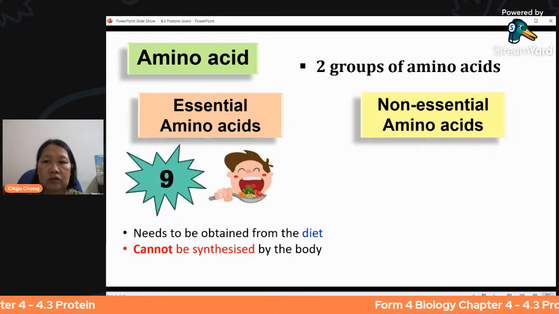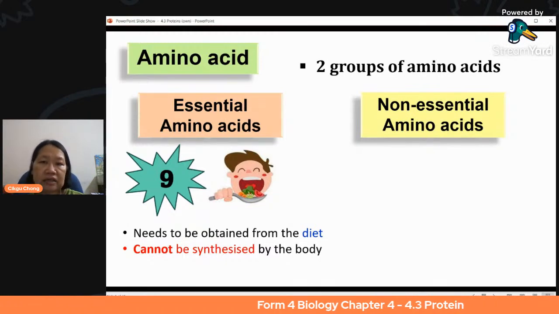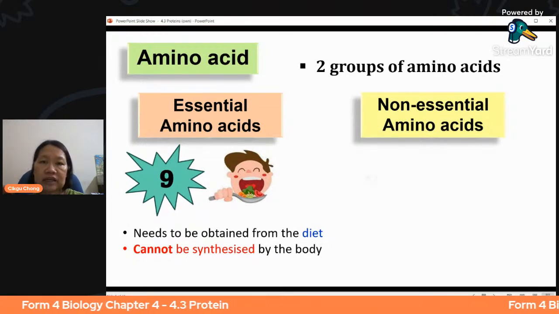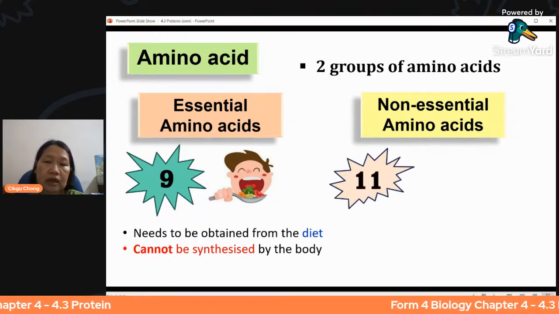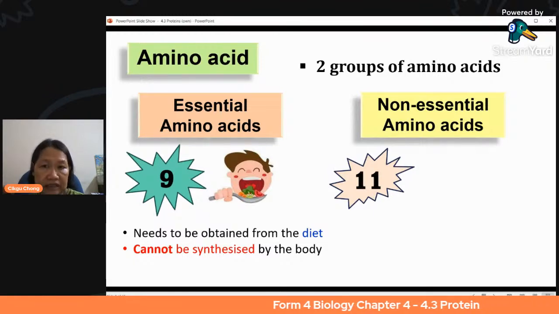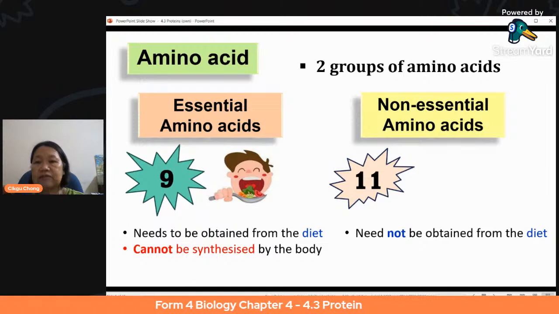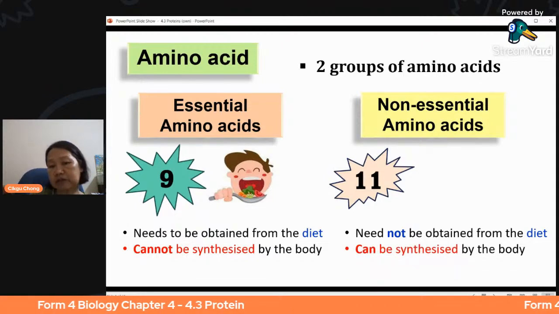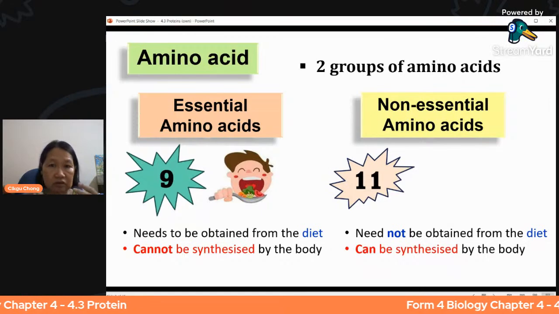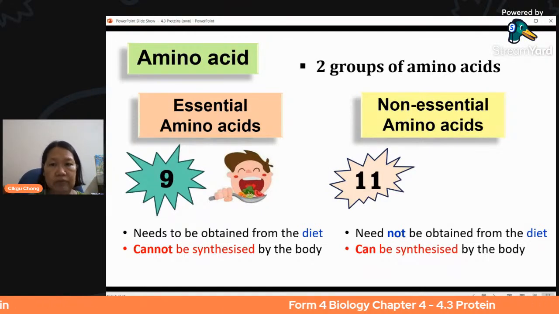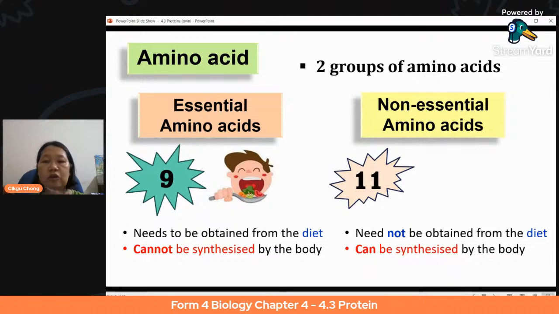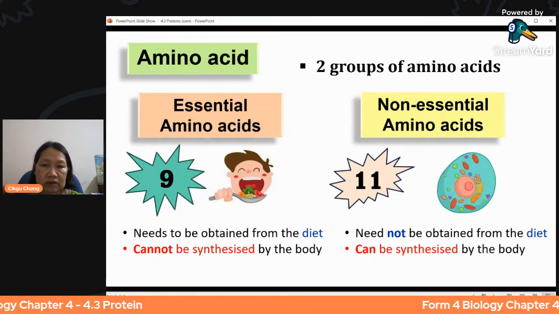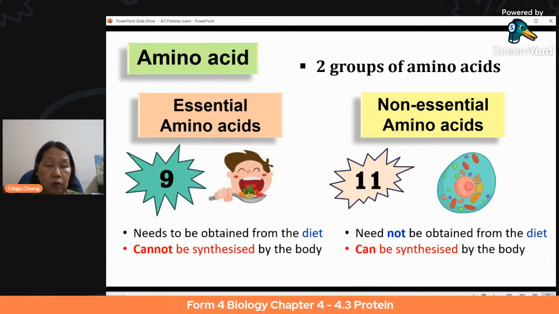And non-essential amino acids, these are the 11. Just now we said 20; 9 is here, then 11 comes over here. So these 11 amino acids can be synthesized by the body from other types of amino acid. That means you can make these non-essential amino acids from existing amino acids. You don't need to get them from the diet. Your cells can make these non-essential amino acids. And which ones?